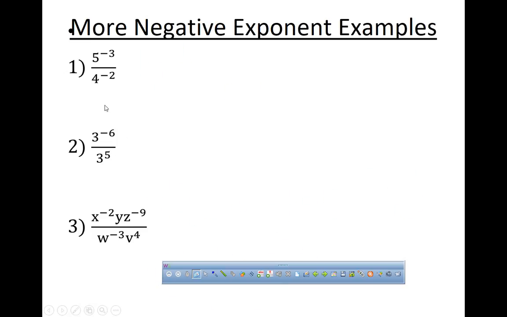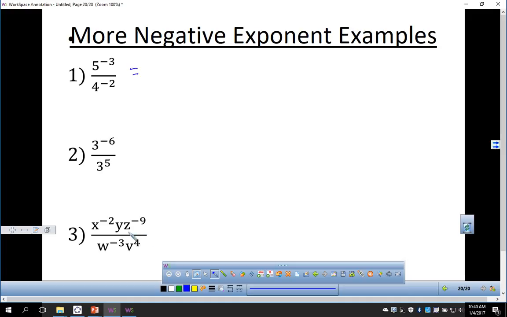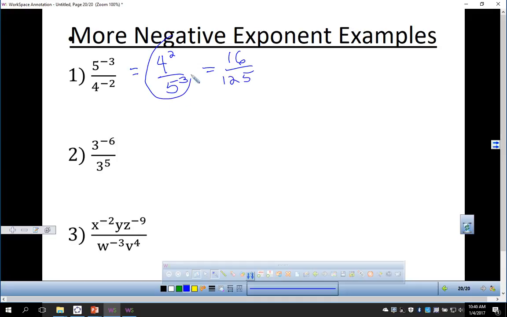Who can tell me how I could rewrite this using that rule that I just learned? Quick. Go ahead, let's see. 4 to the second over 5 to the third. Yep, 5 to the third. And usually I'd say you could just leave it like that, but maybe I'd say simplify, right? What's 4 to the 2? What's 4 squared? 16. What's 5 to the 3? 5 times 5 times 5? 125. So this would be okay. If I say write it out, it would be like that.